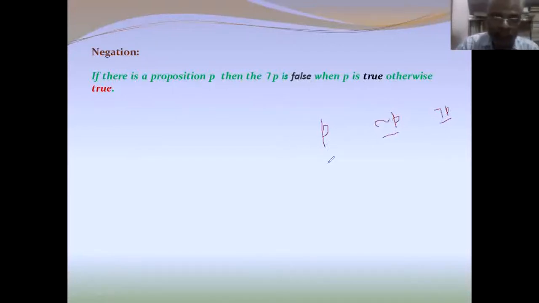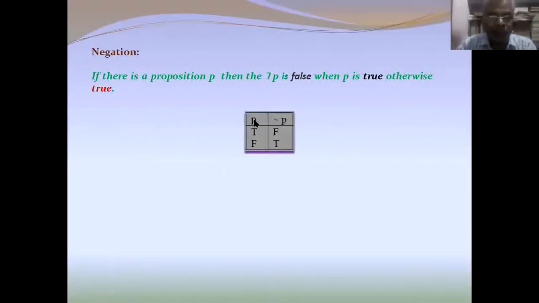So if P is true, not P will be false, and if P is false, then its negation will be true. Negation is just the opposite of P. If P is true, then the negation of P is false. If it is false, then its negation will be true. It is very simple. The truth table of this negation is shown here. If P is true, then its negation will be false, and if it is false, then its negation will be true.